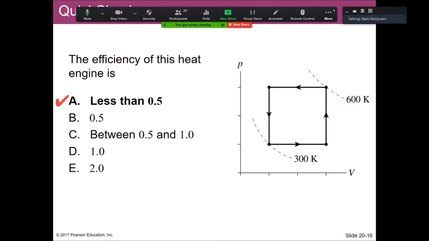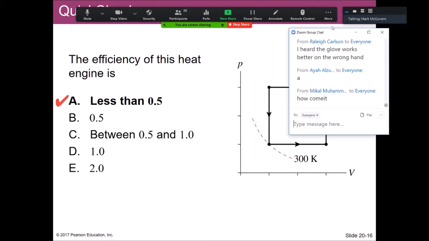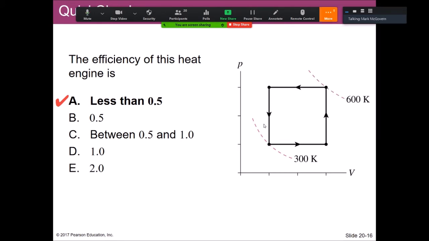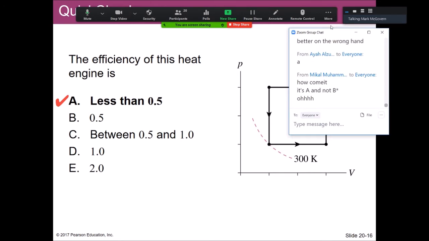Well, you look at this and say, well, look, it says 300 and 600. The answer is B. Well, guess what? This isn't a Carnot cycle, is it? What are these processes here? A bunch of isobaric and isochoric processes. That's not a Carnot cycle. No, no, no, no.